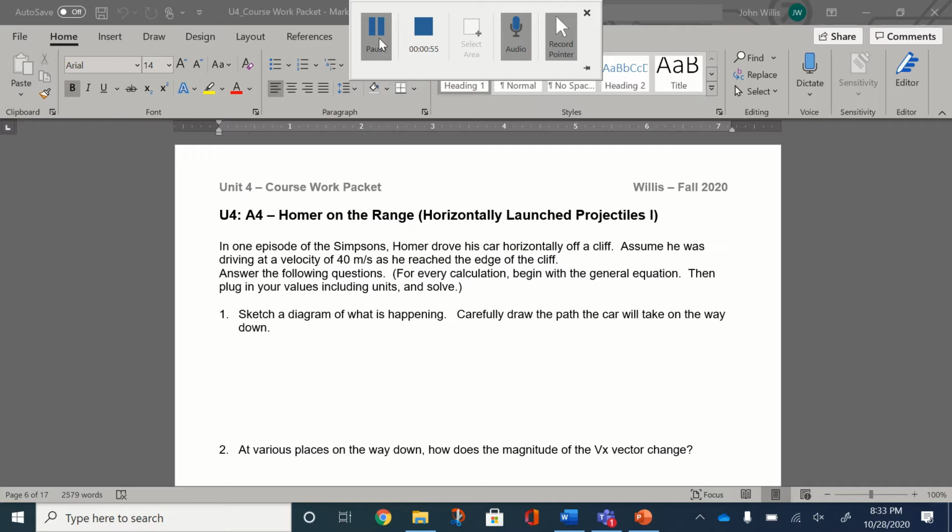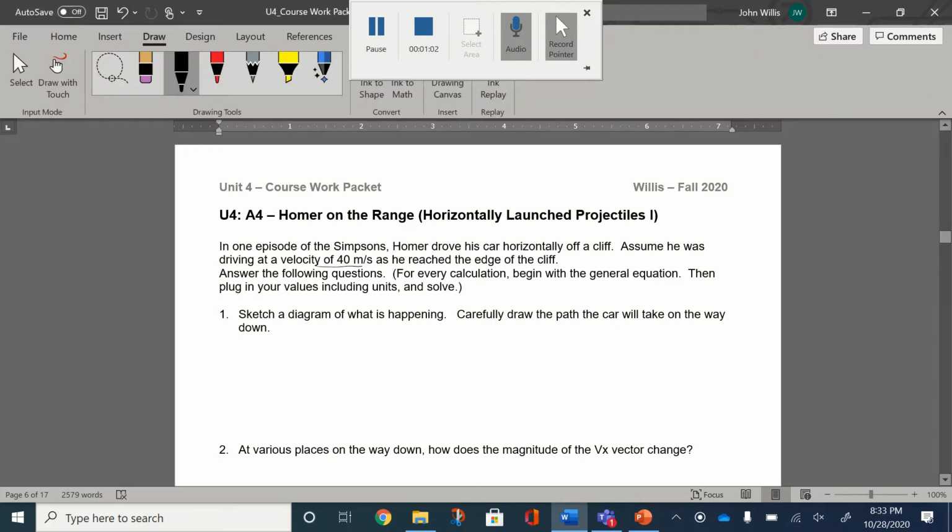So for assignment 4, this is where we started in class today, and we've got Homer Simpson driving down the road at 40 meters per second, reaches the edge of the cliff. It's a cartoon, he's going to be fine, but one of the things that is oftentimes the best thing to do whenever you've got a projectile problem, whether it's a car going over the edge of a cliff, or someone throwing a baseball or a softball or whatever it is, it's usually a good idea to draw a picture, right?